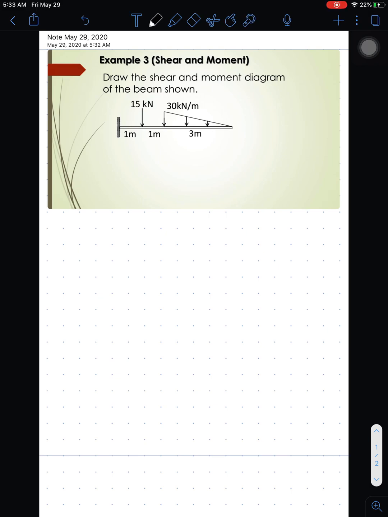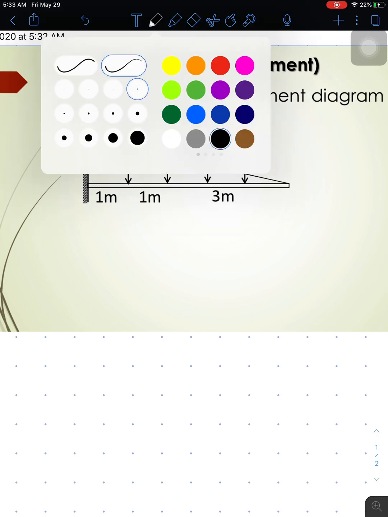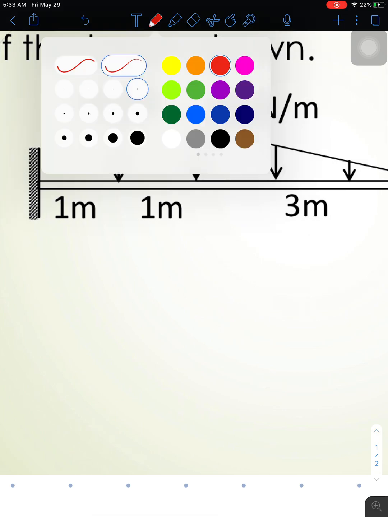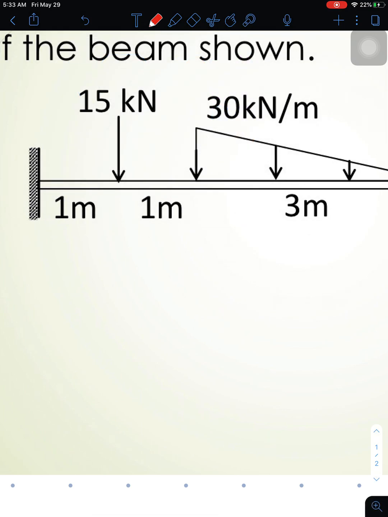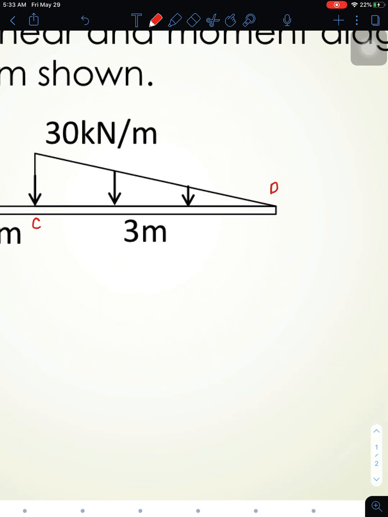So example number 3, we are still going to draw the shear moment diagram. What we have here is a cantilever beam, fixed at one end and free on the other end. We're going to solve for the beam's reaction, but before that, let us assign letters to every change of loading. I'll call this A, and here is B, this one is C, and at the end here is D.